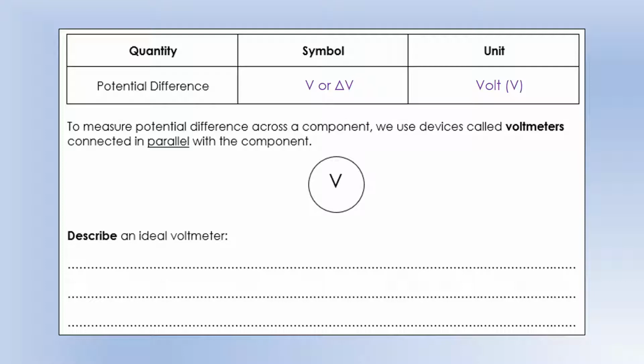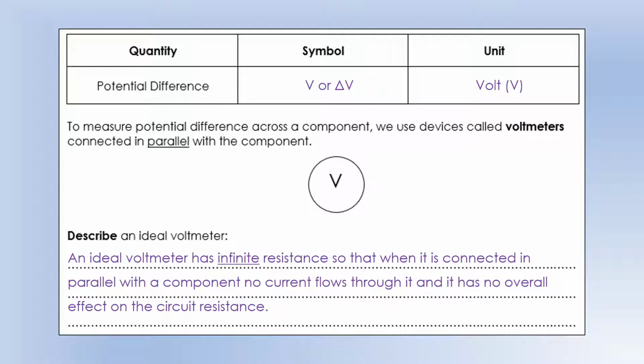Last video we talked about an ideal ammeter, and we said an ideal ammeter has zero resistance. Well, a voltmeter is the exact opposite. An ideal voltmeter has infinite resistance, and the reason for that is we connect a voltmeter in parallel. So we don't want any current to flow through the voltmeter, we want all the current to go through the component it's connected to. And the other thing is, if you connect an infinite resistor in parallel, that has no effect on the overall resistance of the circuit, and we'll look at that a little bit more in the next video when we look at resistor combination laws.